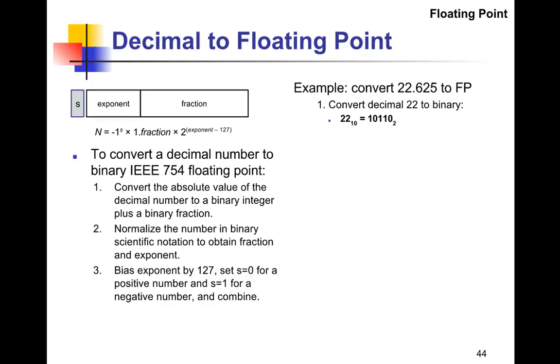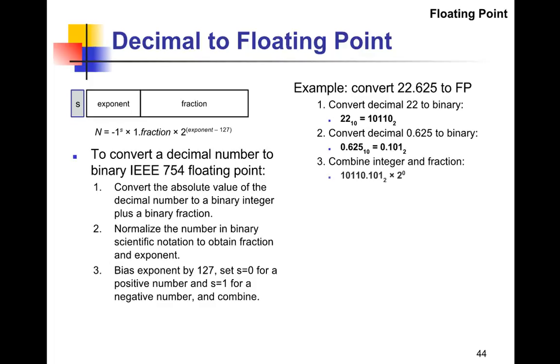So next, we convert the 0.625 to binary, and the 0.625 is 0.5 plus 0.125, which is 0.101. And there it is, 0.101. So now we combine the integer and the fraction, and we now have 10110.101 times 2 to the 0.